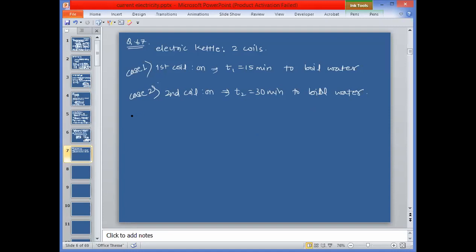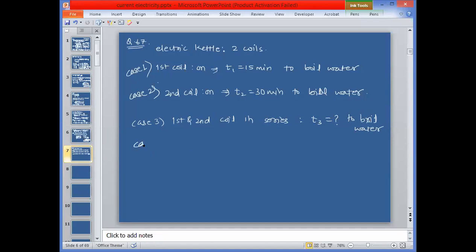Both the coils are on, first in series and then in parallel. See what they are asking. Case 3. First and second coil जर series मध्ये connect केल्या, if in series, then how much time they will take to boil water, if both these coils are connected in series?